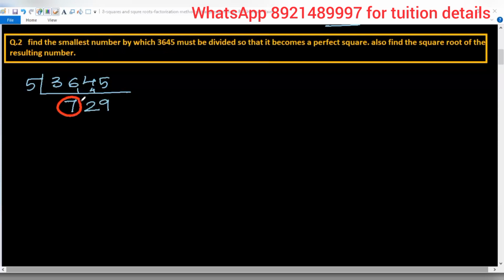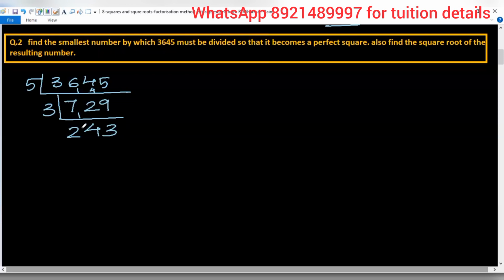Why are we adding the digits here? To check whether it is a multiple of 3 or not. Yes, it is a multiple of 3. 7 plus 2, 9. 9 plus 9, 18. So 18 is a multiple of 3. That means this number is a multiple of 3. So we can divide by 3. Now 2 times 3, 6. 1 is left, 12. So 4 times 3, 12. Then 9, 3 times 3, 243.